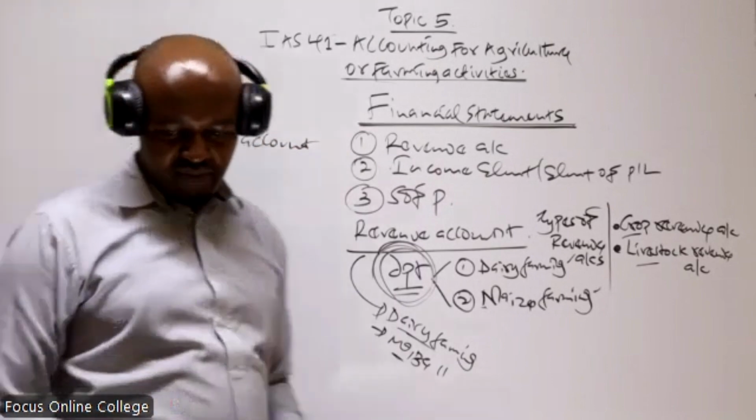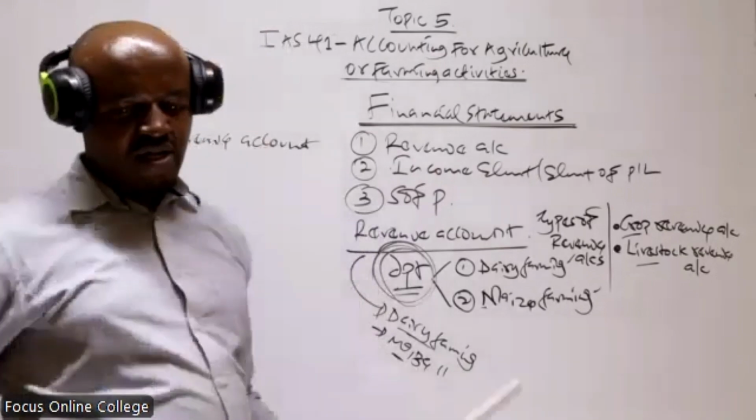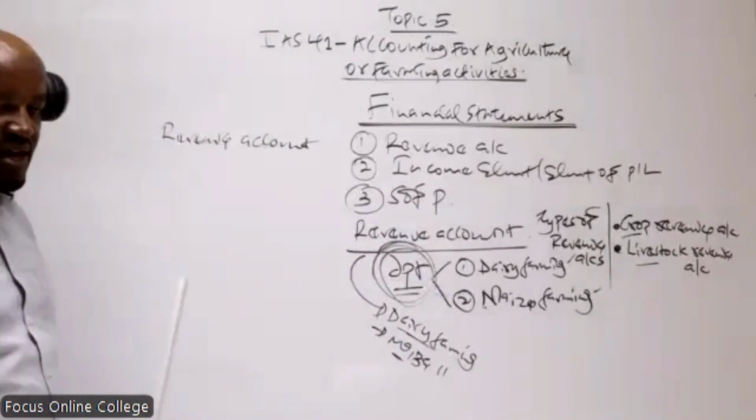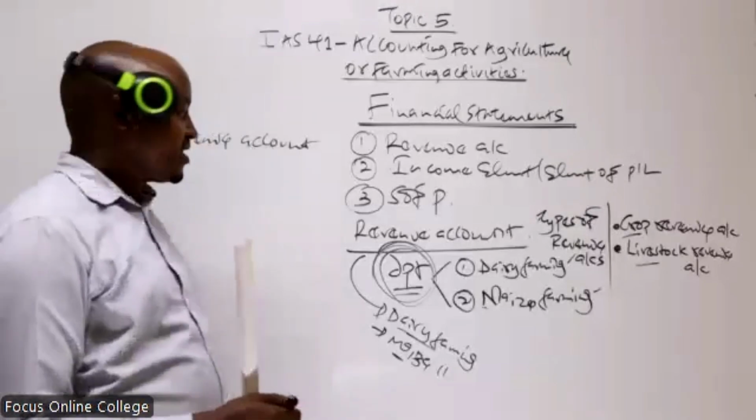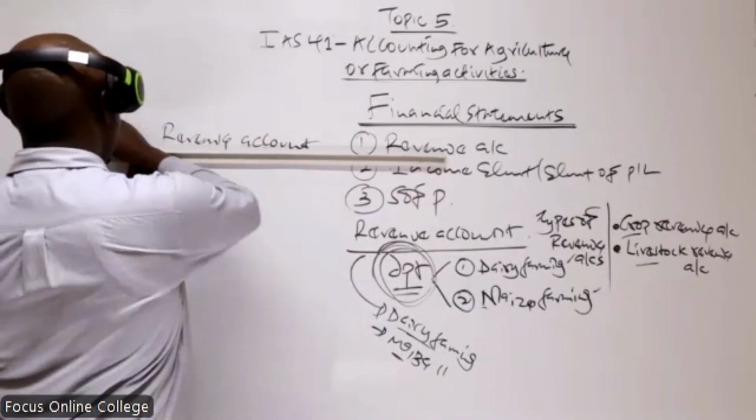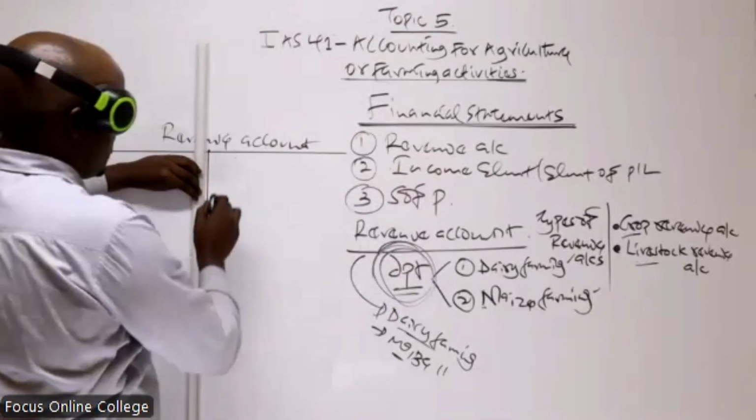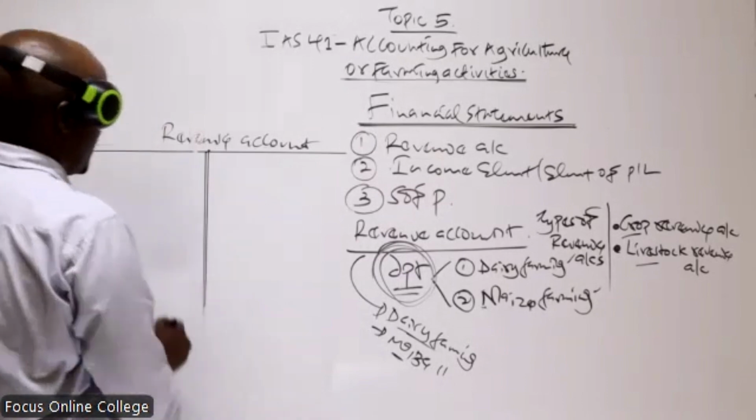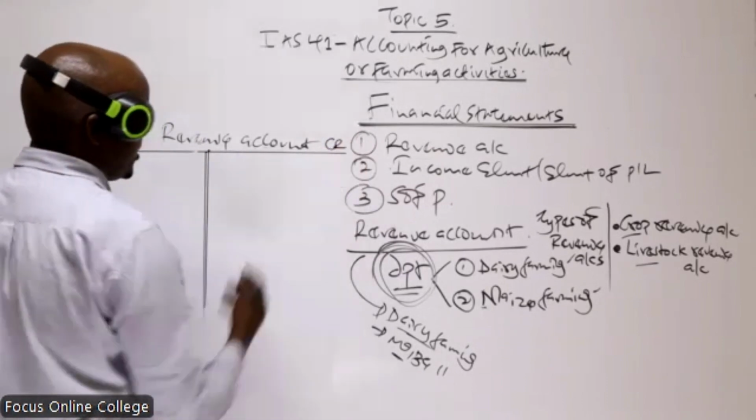So if we use a T format, we prepare these using the same format as the ledger account. Basically, we know a ledger account has a debit side and a credit side. So to prepare this particular account here, that is the revenue account, we prepare it using a T format. T format means that this will be the debit side and this will be the credit side.